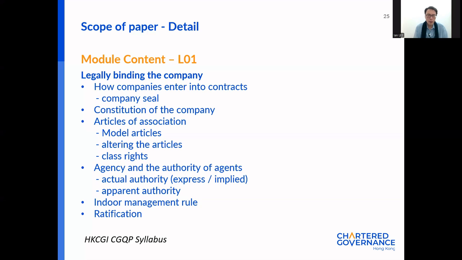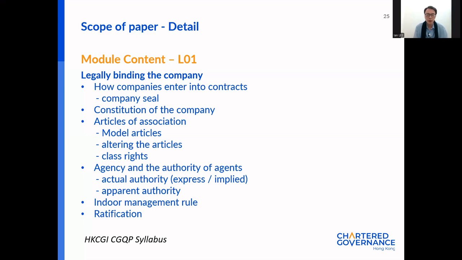Now, what about class rights? For most companies, they will only have one class of shares. So in most cases, it's ordinary shares. But it's entirely possible for some companies to have different classes of shares. Maybe they have A shares, which may have higher voting rights, or some A shares may have different payment terms or different dividends, also known as preference dividends. In that case, you have more than one class of shares.